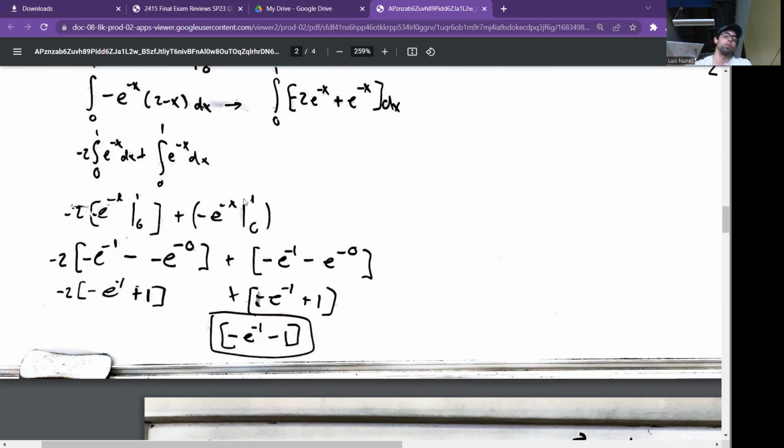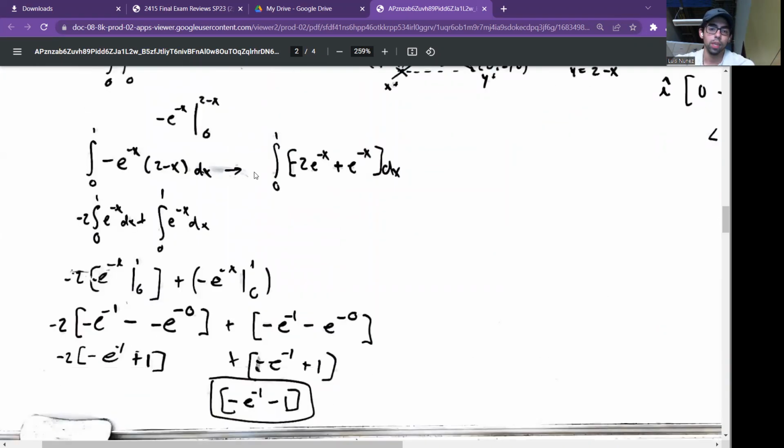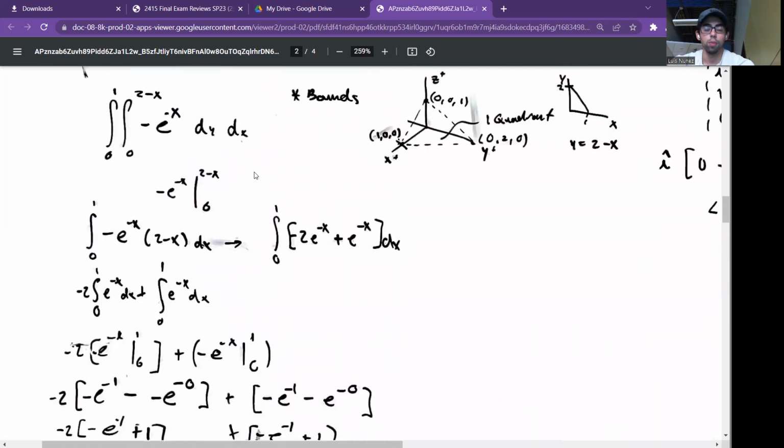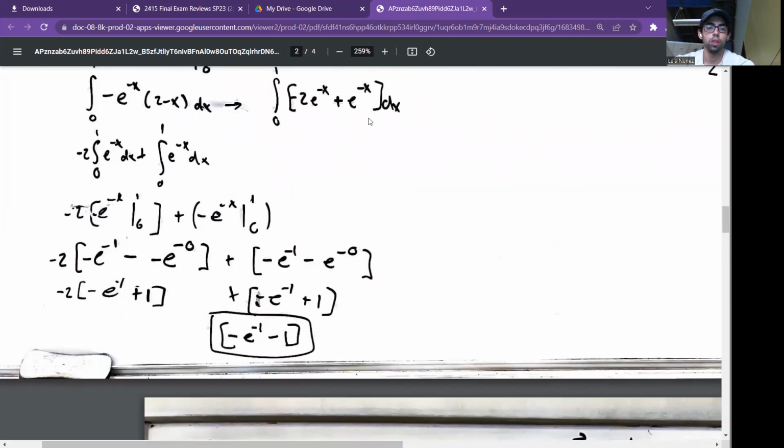I input my values for 1 and 2, so I get negative 2, negative e to the negative 2, minus negative e to the negative 0, plus negative e to the negative 1, minus e to the negative 0, and then getting negative 2, minus e to the negative 1, minus e to the negative 1, plus 1. That set ends up being e to the negative 1 minus 1. Then the final step is to incorporate that 2/3 from the normal, the constant, back into the equation.